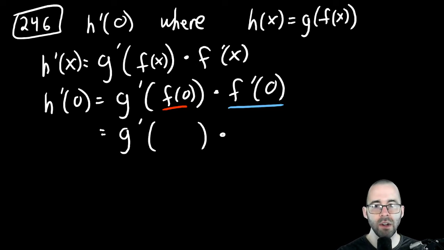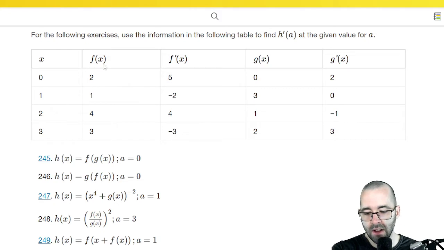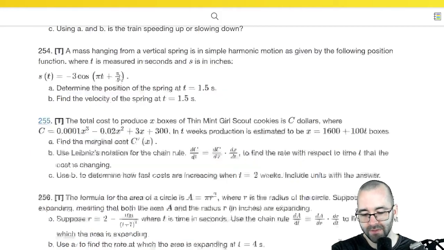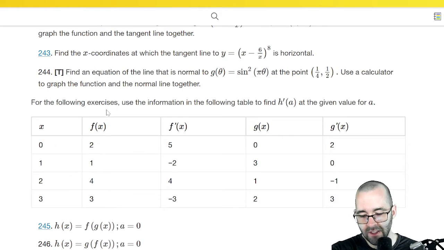So what is f of 0? The function f, I wish I could show my cursor a little bit more clearly. When x is equal to 0, the function is 2.